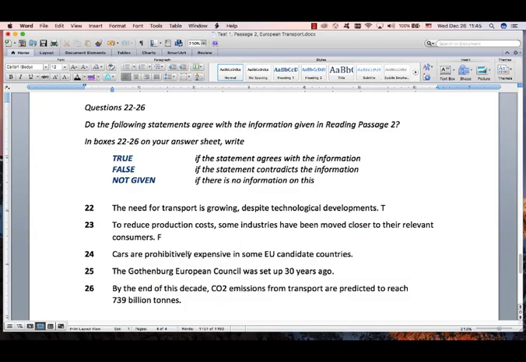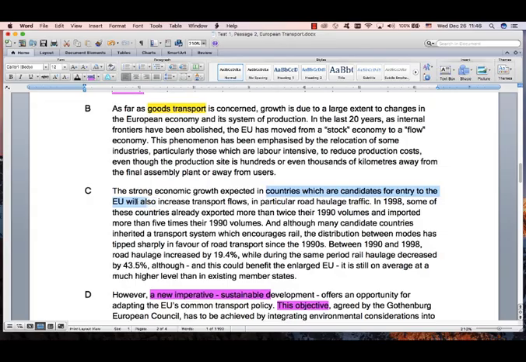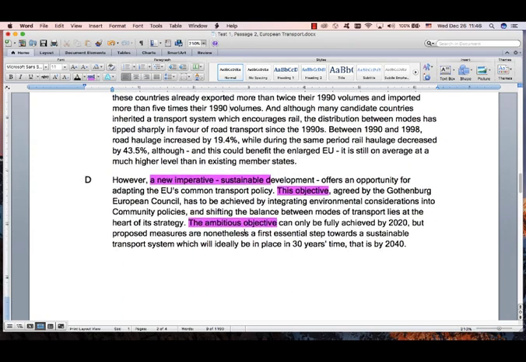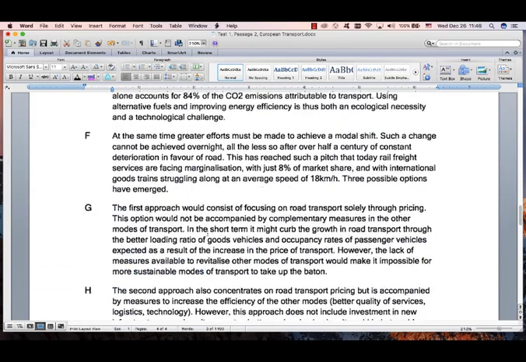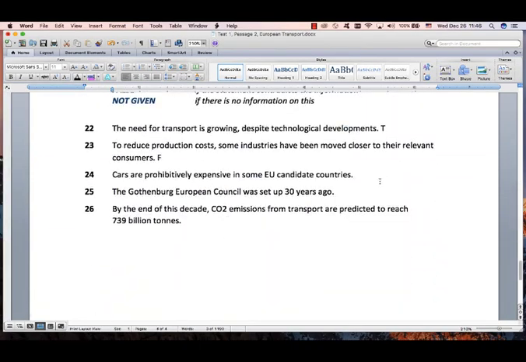False. Cars are prohibitively, don't worry, don't get confused, it just means very, very, very expensive in some EU candidate countries. No real clear target language, may be expensive. So we know we're here, countries which are candidates for entry. How expensive are the cars? I don't see anything about how expensive the cars are. There's EU there, maybe you can look a bit, but I know that the next one has got this. 25 is that paragraph. So we're looking at this paragraph over here. Nothing about price, nothing about prohibitively expensive. Target language, not there, not given.